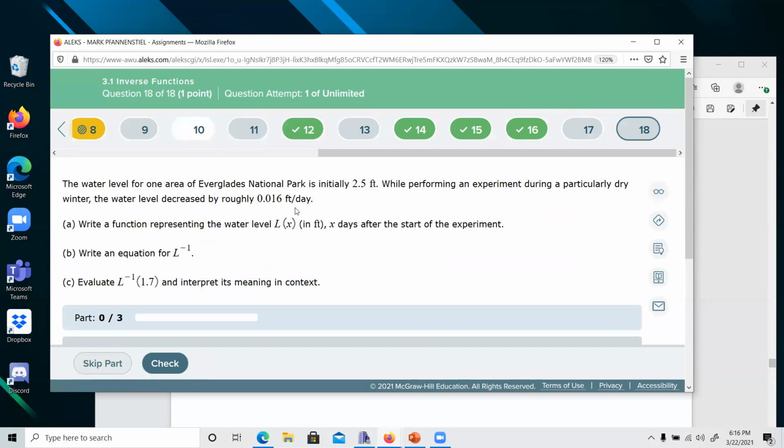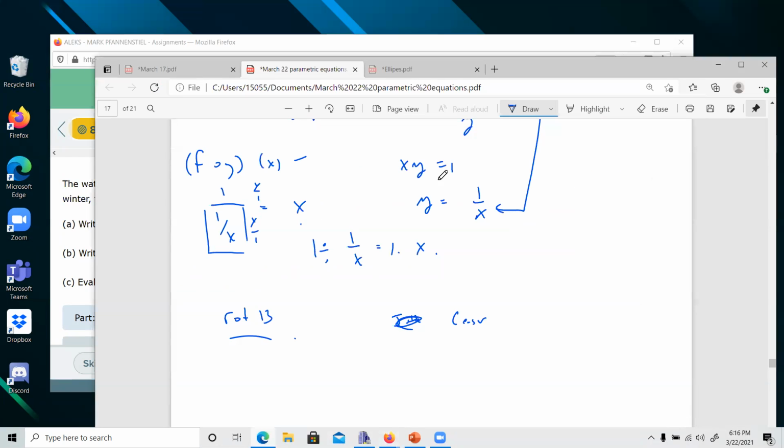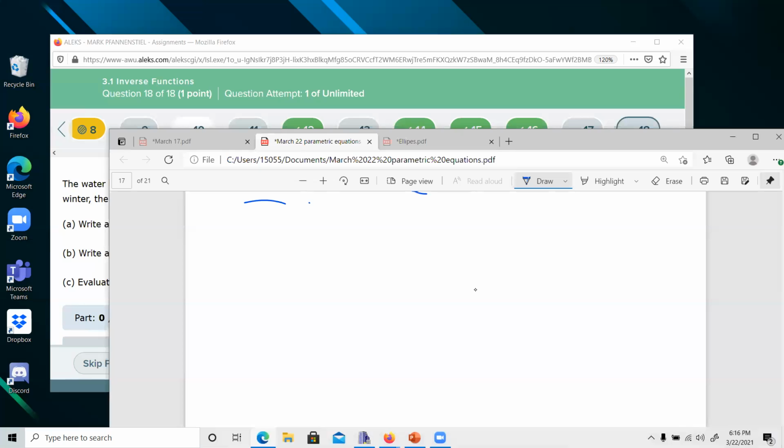Okay, the water level for one area of the Everglades National Park is originally 2.5 feet. While performing an experiment during a particularly dry winter, the water level is decreased by 0.016 feet per day. Write a function representing the water level in days after the start of the experiment. Let's see, it's decreasing. So at 0, the level of the lake was equal to 2.5.